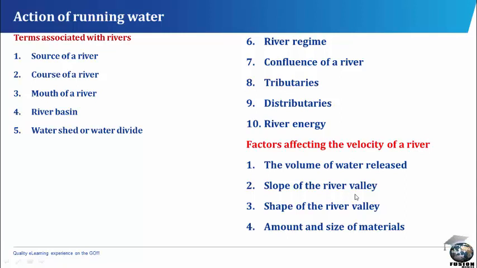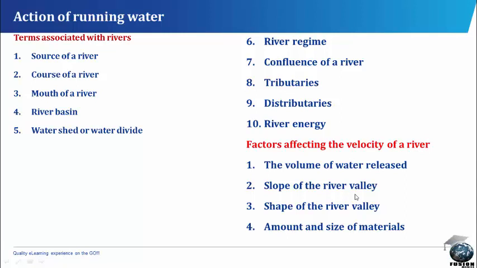The course of a river refers to the path or channel through which a river flows. The mouth of a river refers to where the river ends or where it enters into the sea, ocean, or lake. The river basin refers to all areas drained by a river and its tributaries. The watershed refers to the highland area which separates two or more rivers or two river basins.